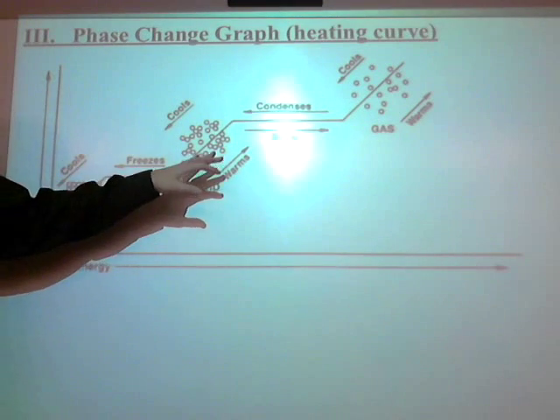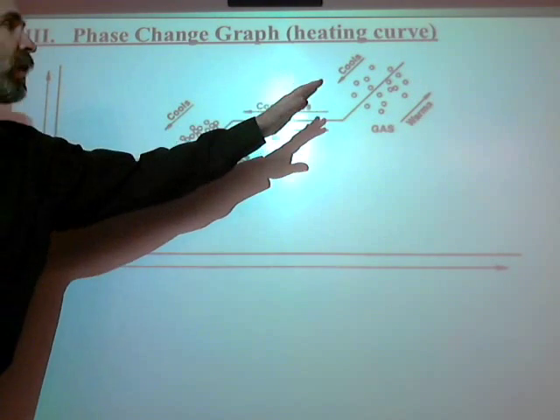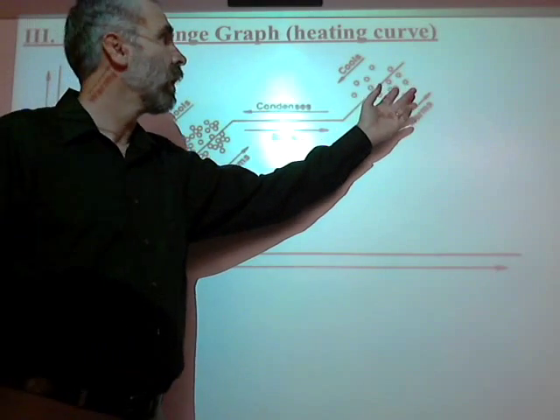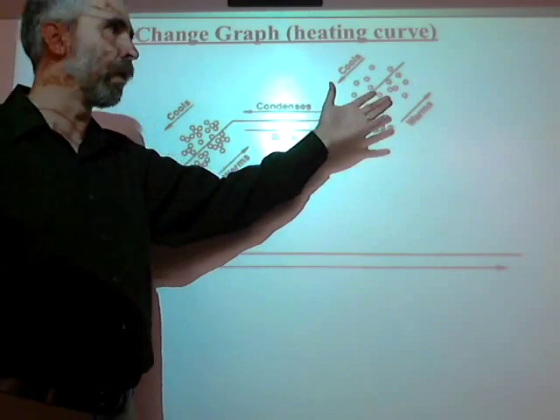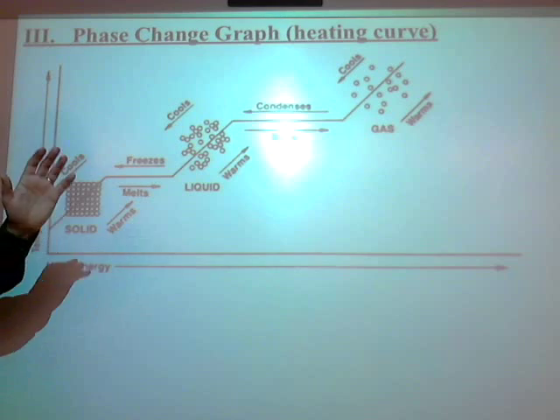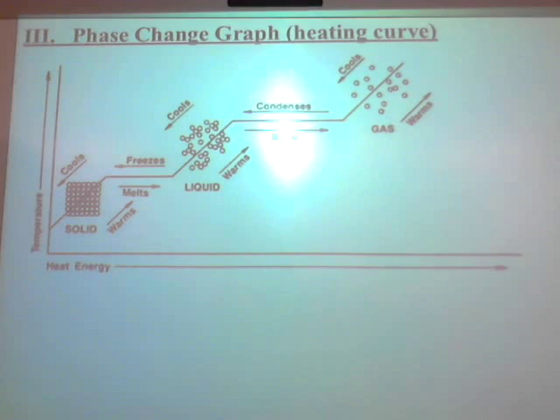Okay. All right. So the solid, the liquid, and the vapor. And by the way, these are by no means to scale. A gas would be much further apart than that compared to a liquid. All right. And what happens here? You notice some weird things about this graph.